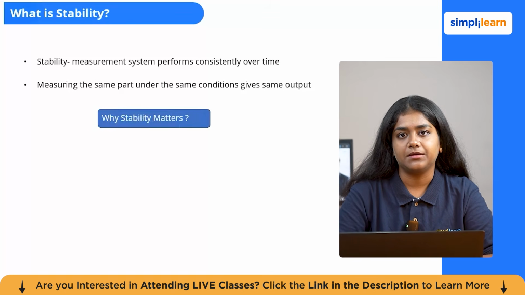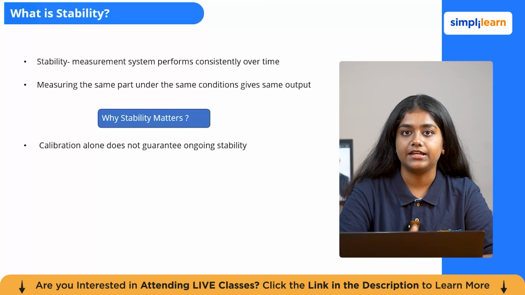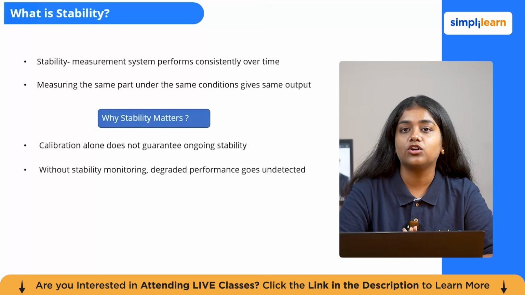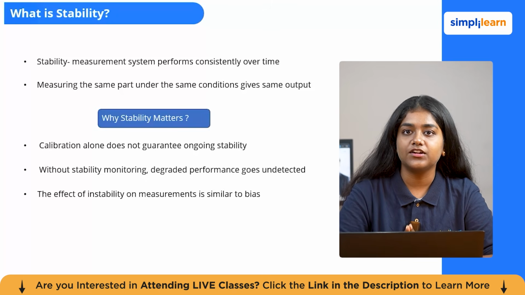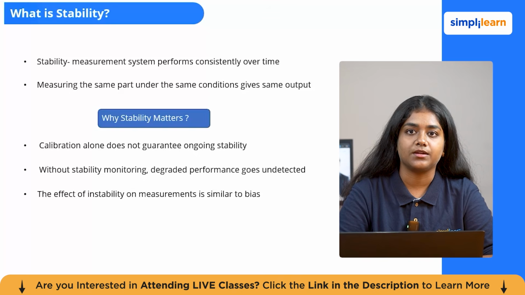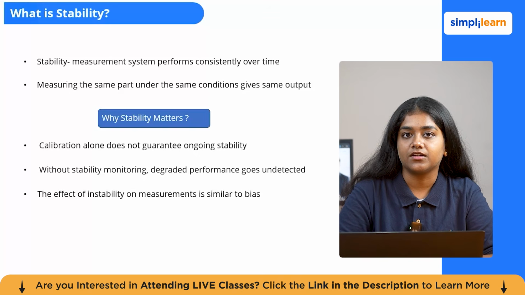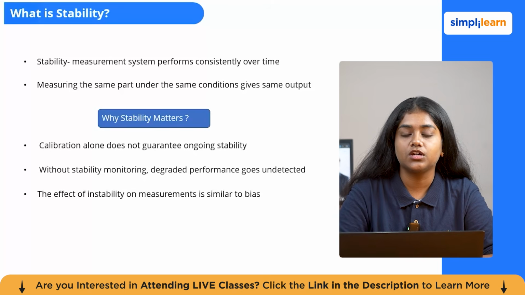So why does the stability matter? Because calibration is not forever. Even a perfectly calibrated gauge can drift over time due to mechanical wear, environmental exposure, or handling. A stability analysis tells you whether your measurement system is maintaining its performance over time or whether it's changing in ways that could compromise your data. The effect of instability on measurements is similar to bias, except instead of being a fixed constant offset, it's a changing one. An unstable system might be accurate today and significantly biased next month. Without stability monitoring, you won't know.